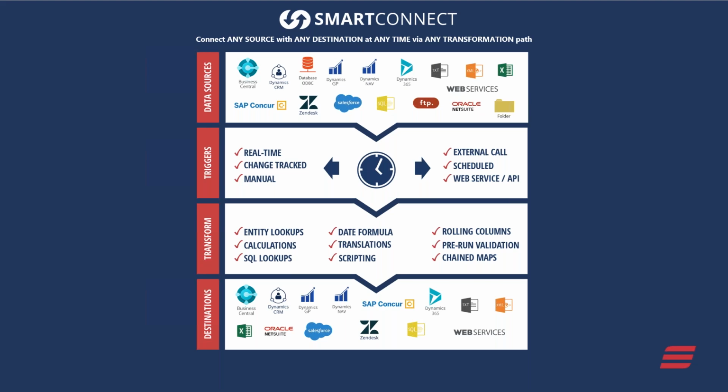Okay. In the middle, we've got triggers. So we can trigger based on real-time events, change-only events. We can have users manually execute maps either from Smart Connect itself or from Excel. We can also have scheduled maps, okay? Or you can call them externally. We do have a web service as well that can be called from tools like Power Automate. Okay.